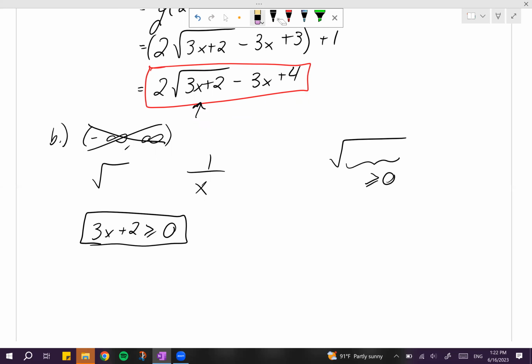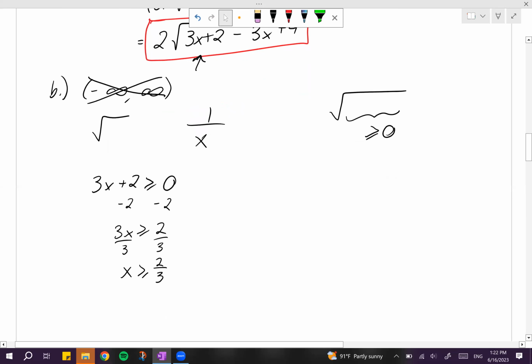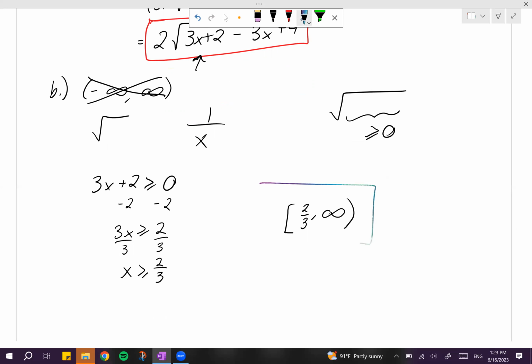So I'm going to subtract 2 from both sides. I get 3x is greater than or equal to negative 2. I'm going to divide by 3 on both sides. x has to be greater than or equal to negative 2/3. Ready? So then now I know that my domain goes from 2/3 to infinity. And this would be the domain of my function.